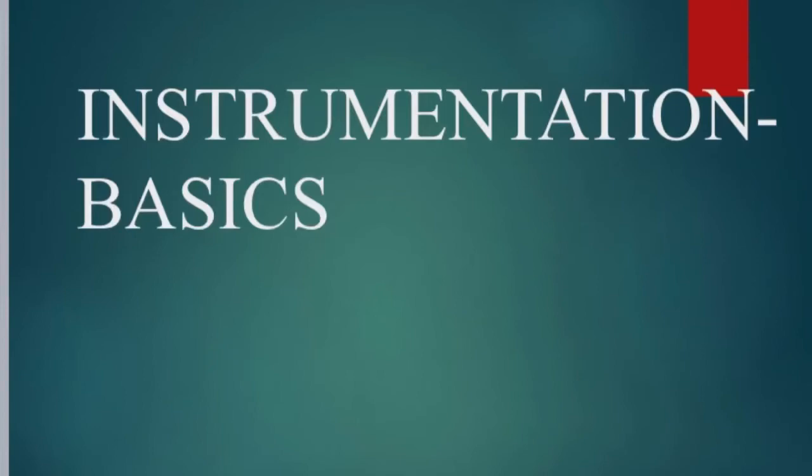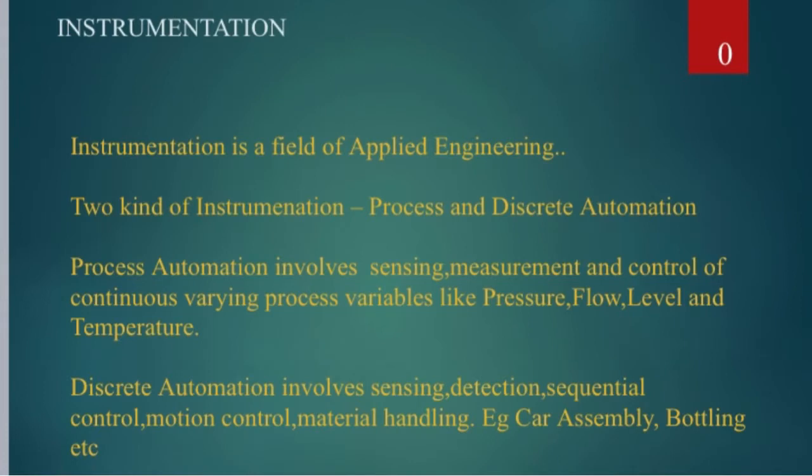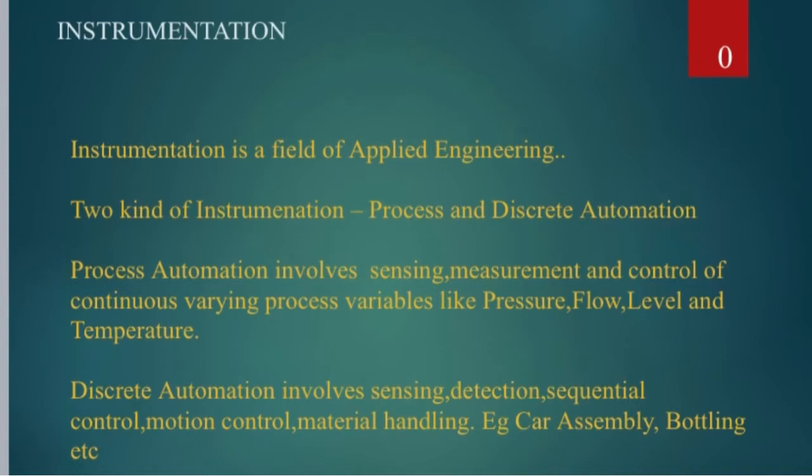Today we are going to see some most important information about instrumentation basics. Instrumentation. Instrumentation is a field of applied engineering. Two kinds of instrumentation, they are process and discrete automation. Process automation involves sensing, measurement and control of continuously varying process variables like pressure, flow, level and temperature.